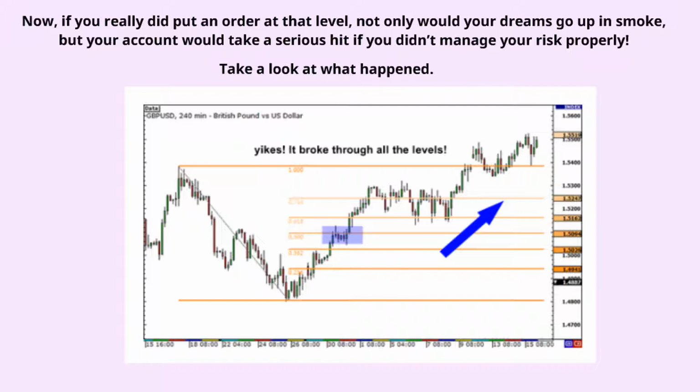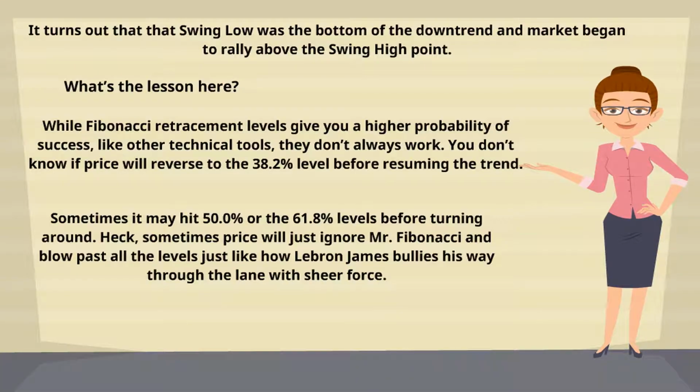Now, if you really did put an order at that level, not only would your dreams go up in smoke, but your account would take a serious hit if you didn't manage your risk properly. Take a look at what happened. It turns out that swing low was the bottom of the downtrend and the market began to rally above the swing high point. What's the lesson here?